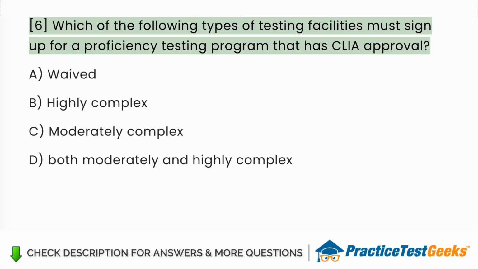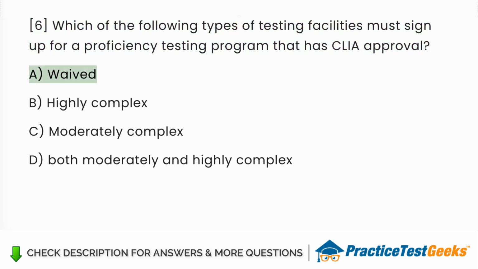Which of the following types of testing facilities must sign up for a proficiency testing program that has CLIA approval? A. Waived. B. Highly complex. C. Moderately complex. D. Both moderately and highly complex.